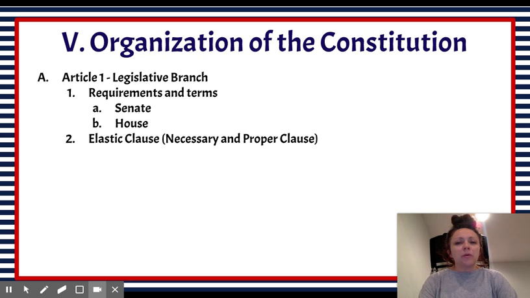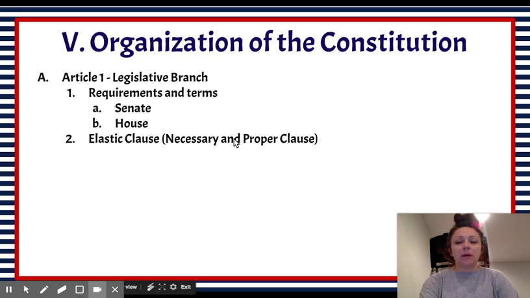The Necessary and Proper Clause says that Congress has the authority to create all laws that they deem necessary or proper. So think about it. Why do you think the Necessary and Proper Clause would be called the Elastic Clause? Answer the question on Edpuzzle, then I'll tell you the answer.